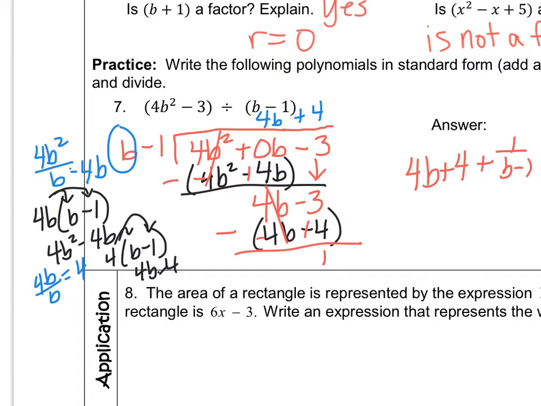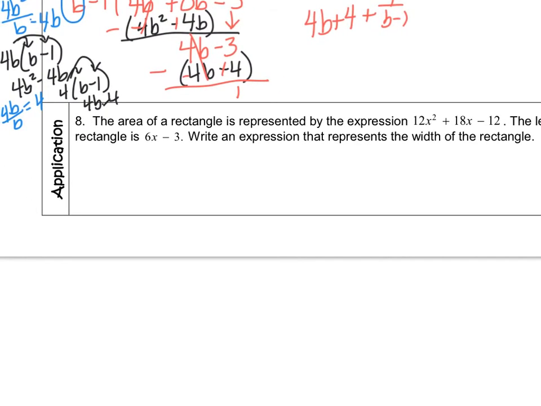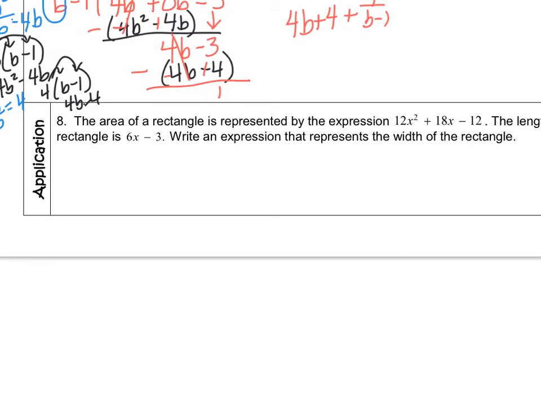Okay, so as you went through the process, you should have come up with the answer of 4b plus 4 plus a remainder of 1 over the divisor b minus 1. Okay, our last one, number 8, is an application problem. They've given us the area of a rectangle and the length of a rectangle. So they're going to want us to divide our area by our length to come up with the width. We're going to do this using long division, so go ahead and set up your problem and divide it. Pause your video while you're doing it, and then come back for the final explanation.